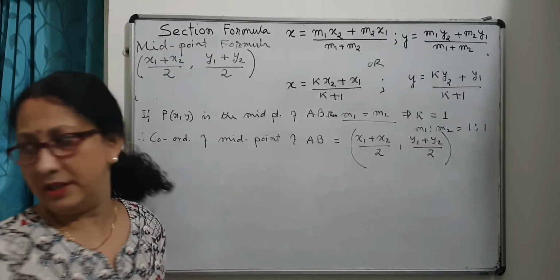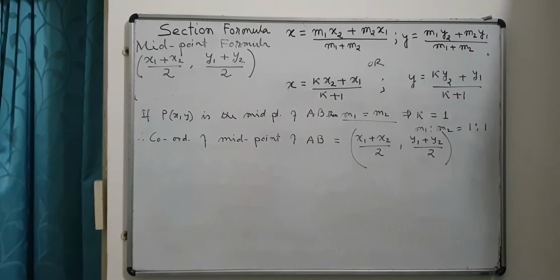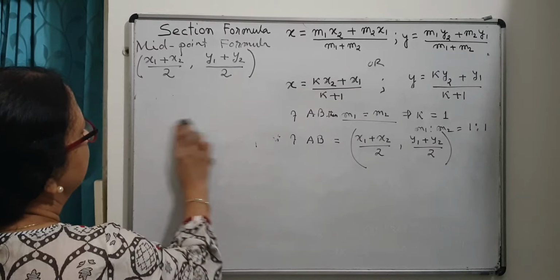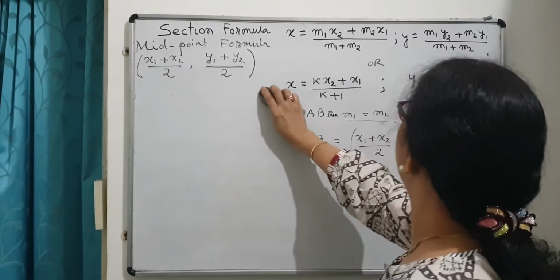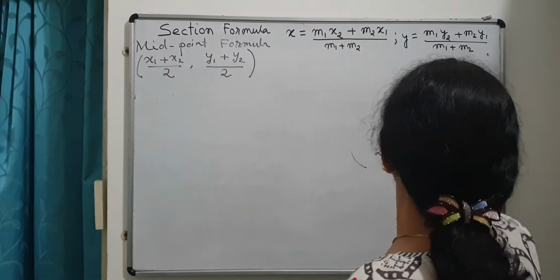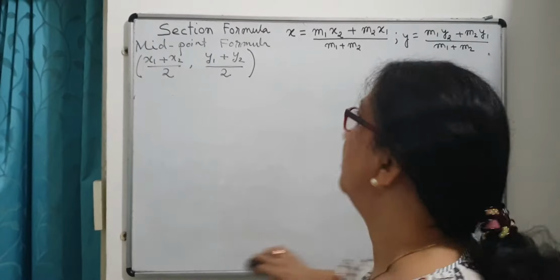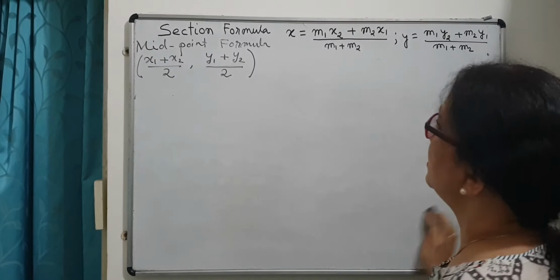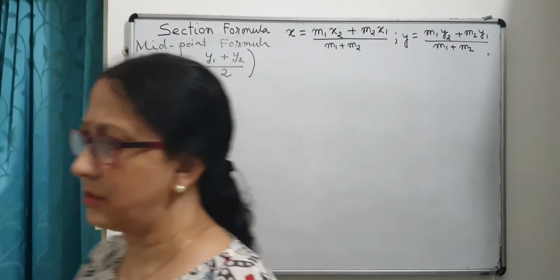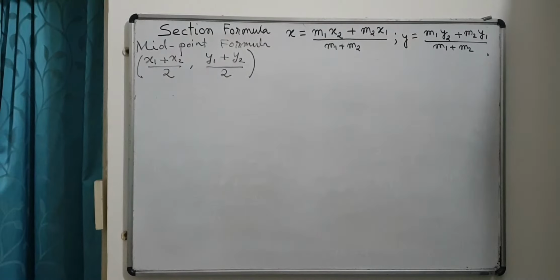So now let me erase all this, so that you understood how I have derived this from this. Let me erase this one also. This is in general, and for finding out the ratio we take the k form, where m1 by m2 is k. Now this is the midpoint formula. Okay, so let me take some example.